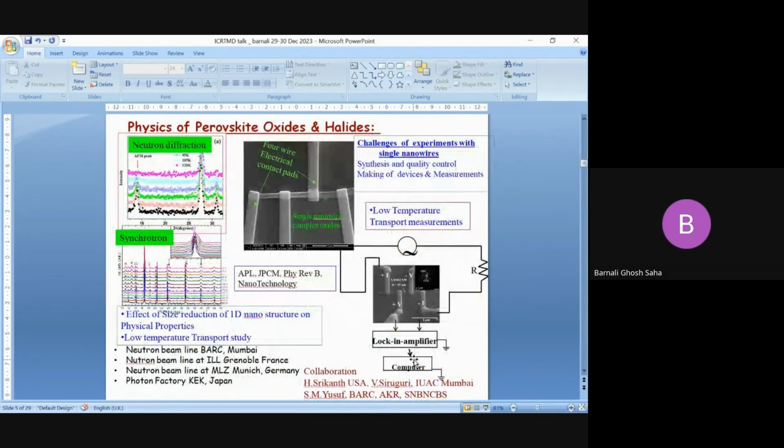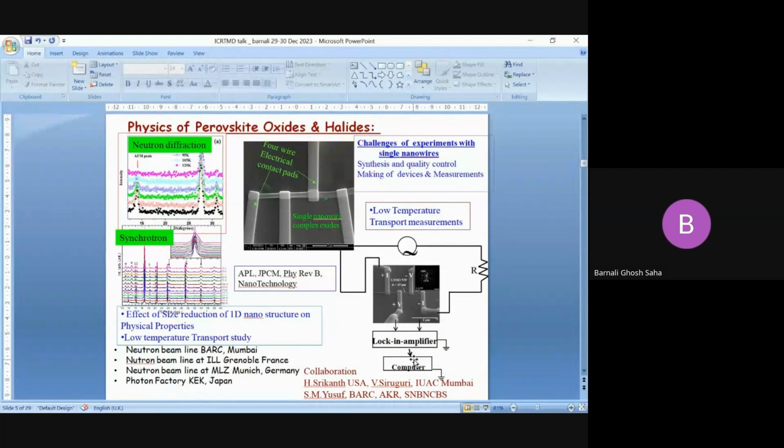We are doing the study of physics of perovskite oxides and halides. The structural study we are doing by synchrotron and neutron diffraction experiments. For this, we go to BRC, ILL Grenoble, Munich in Germany, or the Photon Factory in Japan for structural study. And the low temperature transport property study we are doing in our lab also.